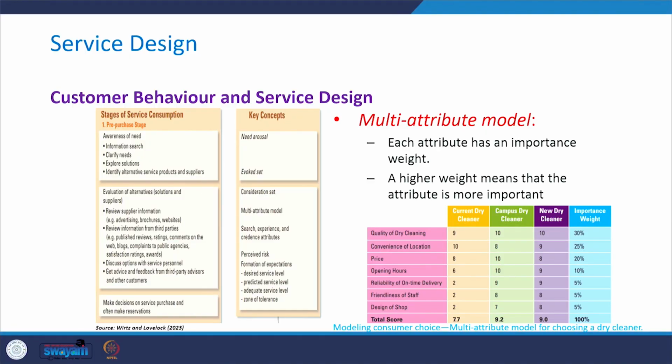Next is the multi-attribute model. This concept is crucial to understand how people make decisions and choose one from the other available alternatives. Once the consideration set and key attributes are understood, the customer typically makes a purchase decision. In marketing, we often use multi-attribute models like this to simulate consumer decision making.